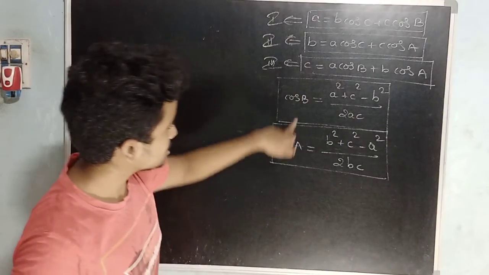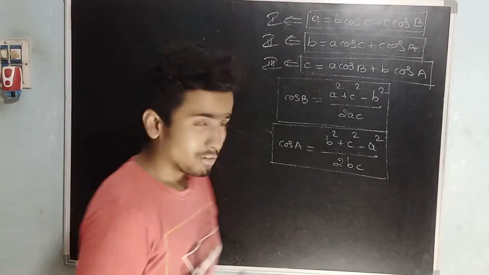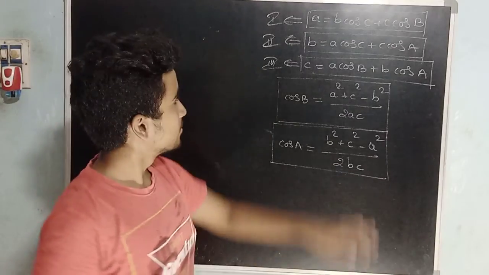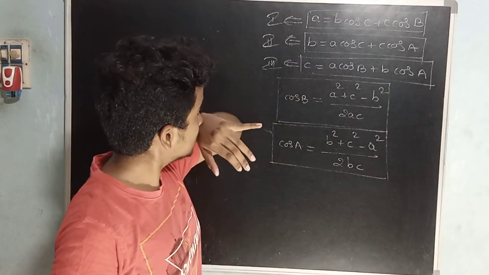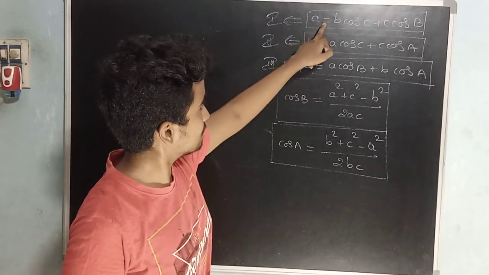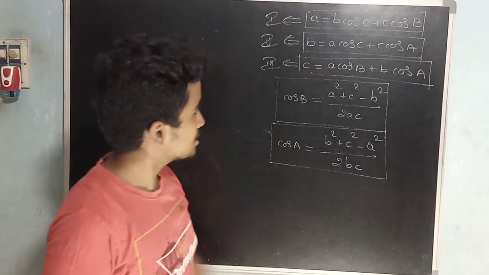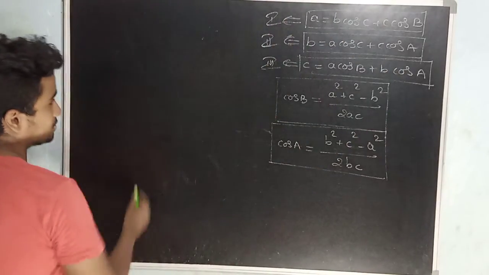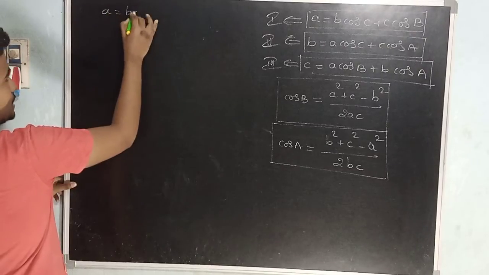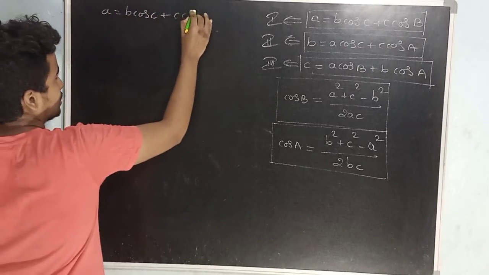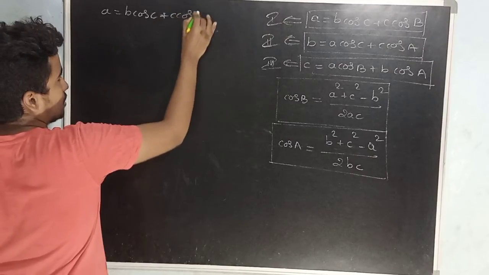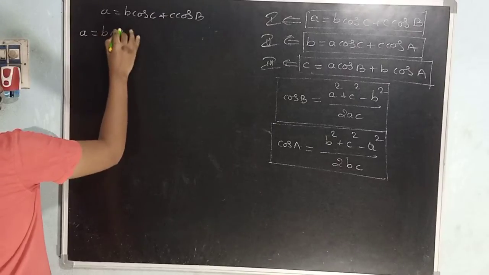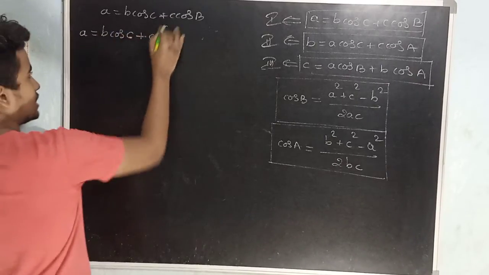Okay, we got cos a and cos b. Now all we need is to find the value of cos c in terms of all the sides. I am going to choose any one of these equations, either equation 1 or equation 2, because there is no variable here, cos c, to find. So let me take the first equation. A is equal to b cos c plus c cos b.